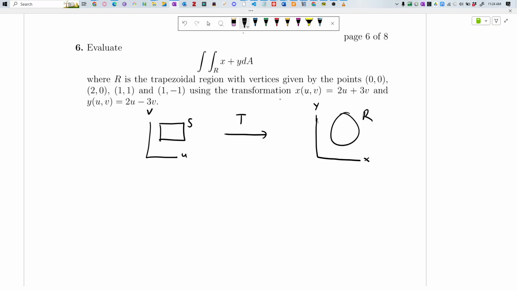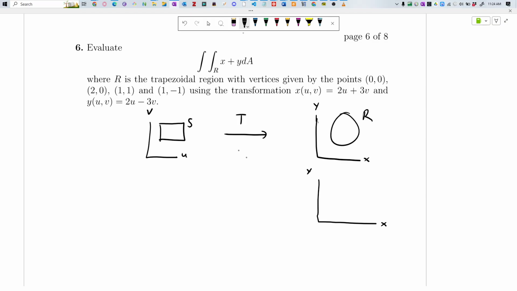The problem is that the points are in terms of xy. So in order to determine what S is, we're going to have to create the inverse transformation, or somehow cleverly determine what inputs u and v will actually give you these outputs x, y, which I think is not the ideal way of doing it. Probably the ideal way is to actually solve for the inverse transformation.